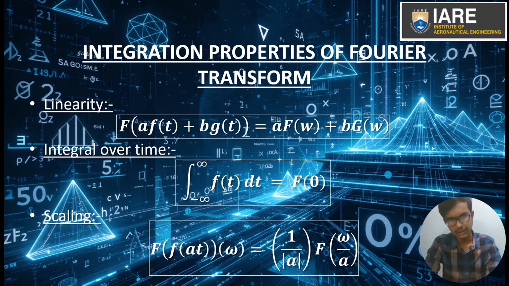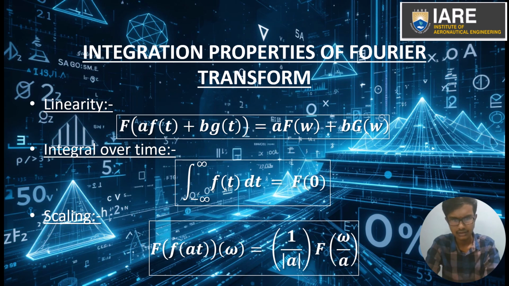And after that, the next integration property is integral over time. The formula, as we can see, is the integral from minus infinity to infinity of f(t) dt is equal to capital F of 0, which means that the total area under a function, or its integral over all time, is directly related to its Fourier transform at frequency 0. This is very useful when analyzing the average or steady state behavior of any signal.